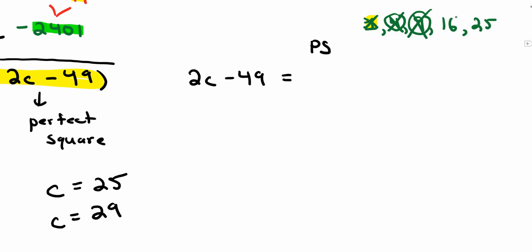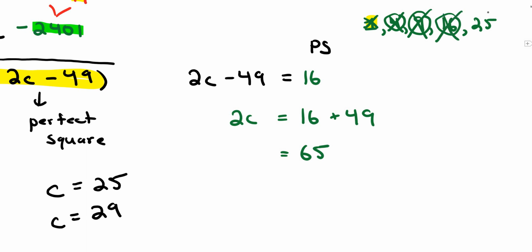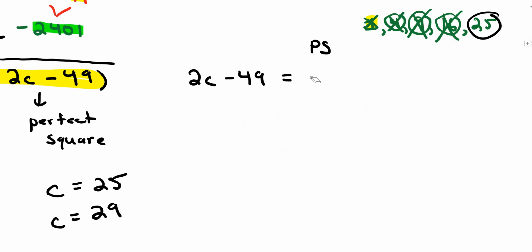And then we repeat the process until we're done with all our choices here. Our next perfect square is 16. Let's see if we get an integer for 16. 16 plus 49 gives you 65, and I know that won't give me an integer if I divide by 2, so the 16 does not work. And then let's try 25 at the very end here. Now we have 25 plus 49, so 2c equals 74. If I divide both sides by 2, I get c equals 37.